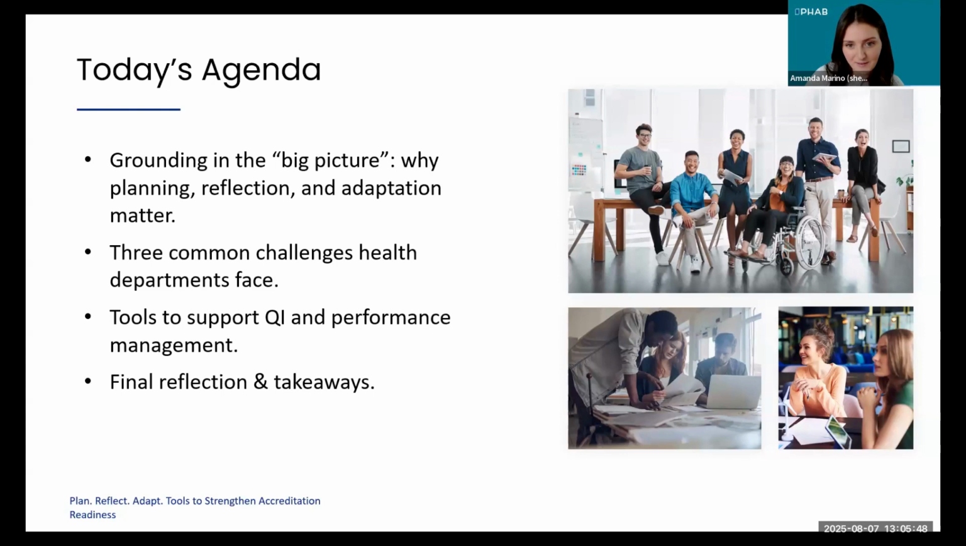So now that we covered the bigger picture, here's what we'll dive deeper into today. We've structured the session around 3 common challenges that we hear from departments, and they are outdated or unused strategic plans, lack of a consistent approach to workforce development, and scattered or uncoordinated accreditation efforts. So those are the three. And for each challenge, we'll walk through a realistic scenario, introduce a PHAB tool that can help, and then connect it to quality improvement and performance management principles. We'll also highlight a few additional tools and then wrap up with time for reflection and Q&A so you can leave with practical ideas and next steps to take back to your team.